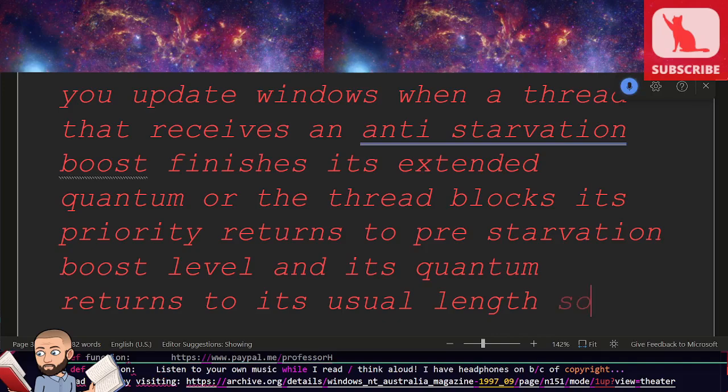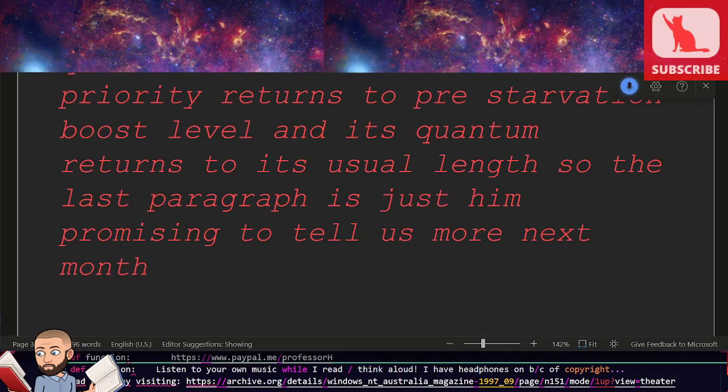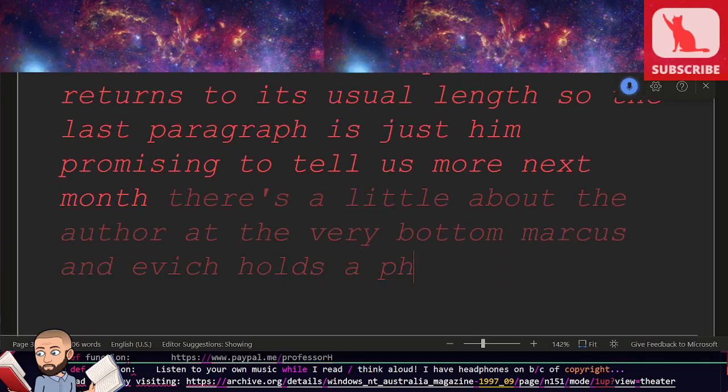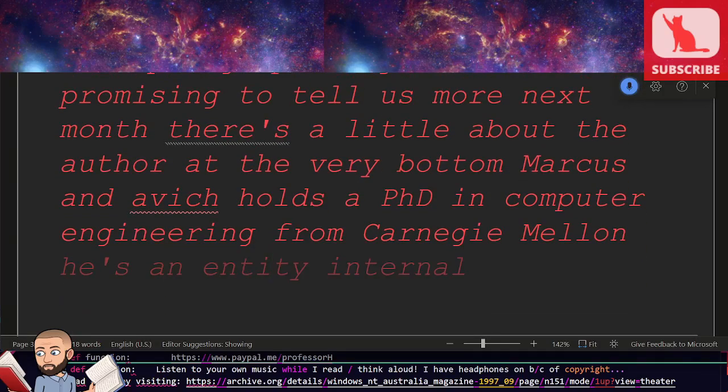So the last paragraph is just him promising to tell us more next month. There's a little about the author at the very bottom. Mark Russinovich holds a PhD in computer engineering from Carnegie Mellon. He's an NT internals consultant with Open Systems Resources in New Hampshire.